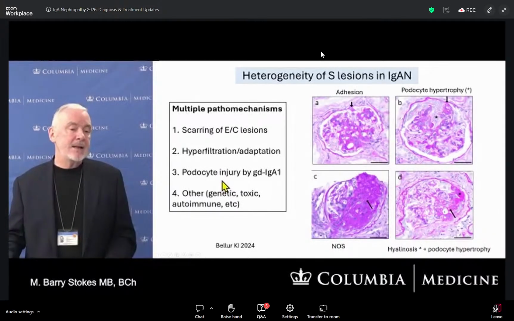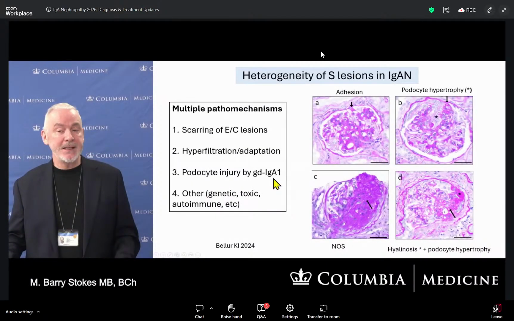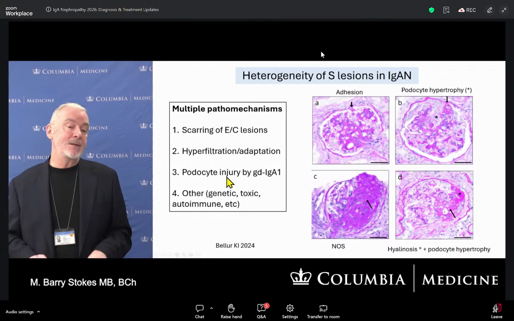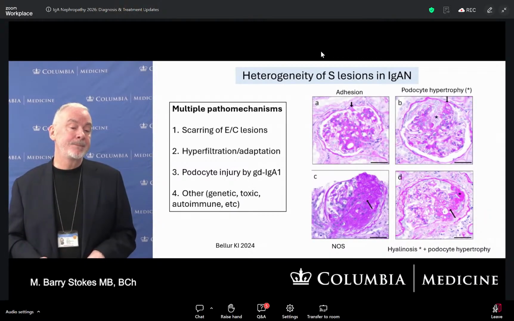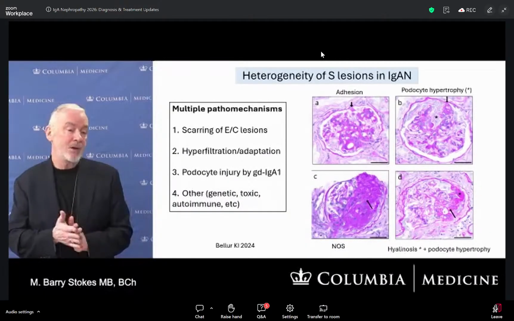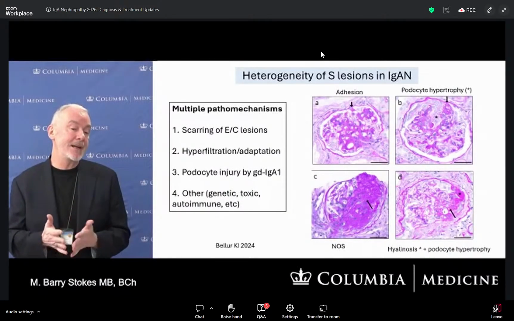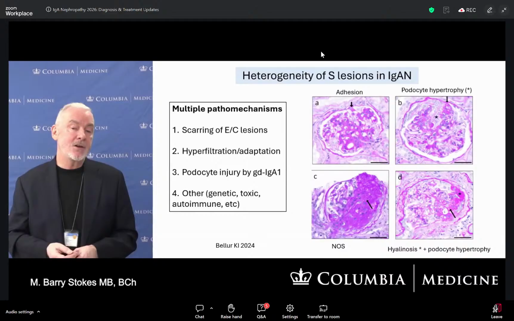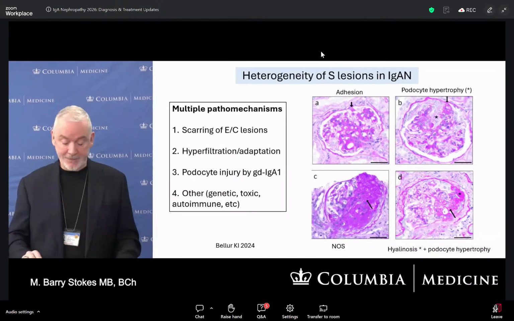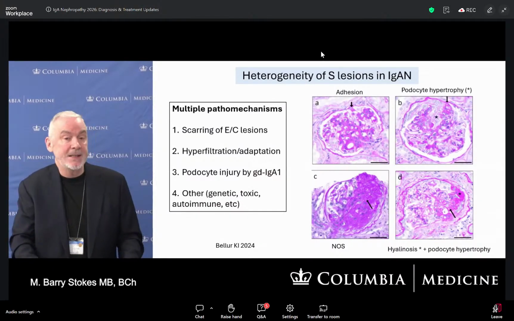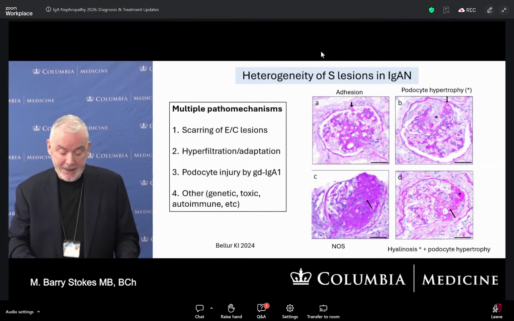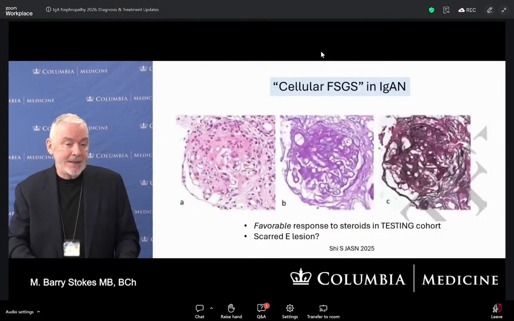There is some experimental evidence that the galactose-deficient IgA1 molecules that we see in IgA nephropathy can actually injure podocytes. So that's another possible reason why we see segmental scars developing. And then, of course, patients with IgA nephropathy are not immune to other diseases, so they may also have genetic risk factors such as APOL1 that can cause FSGS, or they may be exposed to other factors in their environment that can cause FSGS, in which case the FSGS is coincidental to the IgA and not directly related. So it complicates the predictive value of S lesions.